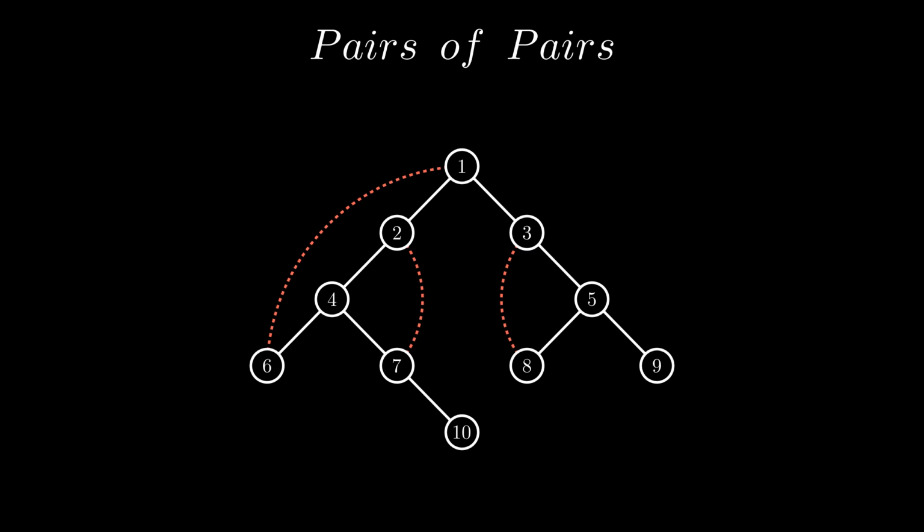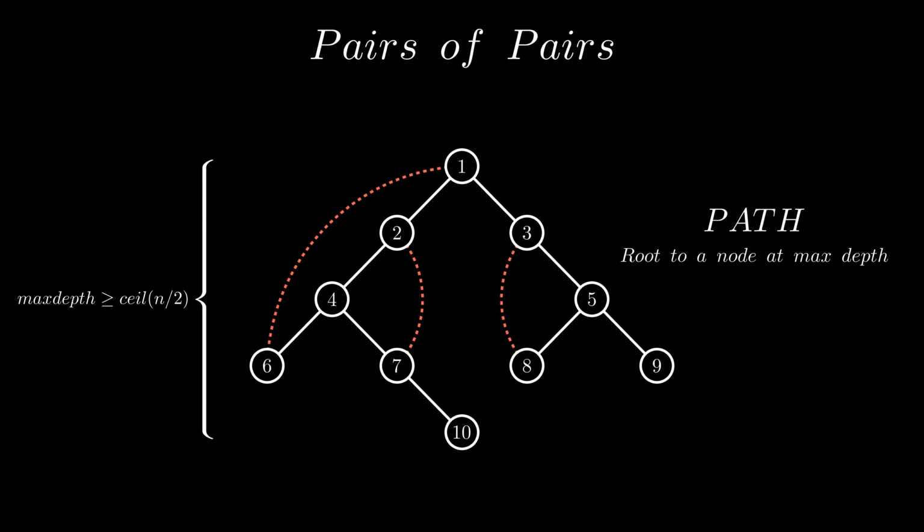The red edges are back edges. If the maximum depth of a node is greater than or equal to the ceiling of n by 2, we've found a path. Just output all nodes from the root to a node at maximum depth. In this example, the maximum depth is 5 at node 10, so we can output a path from node 1 to node 10.